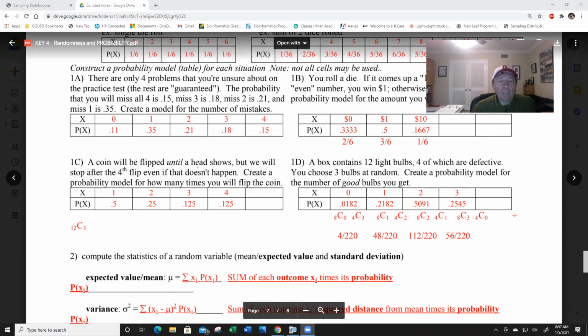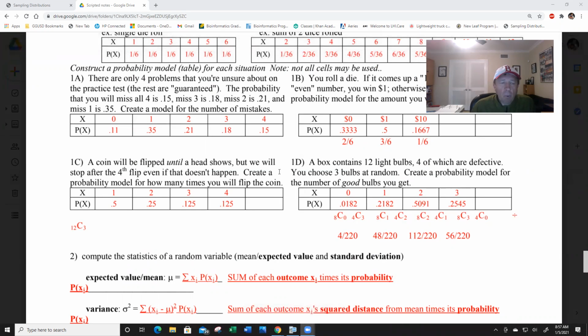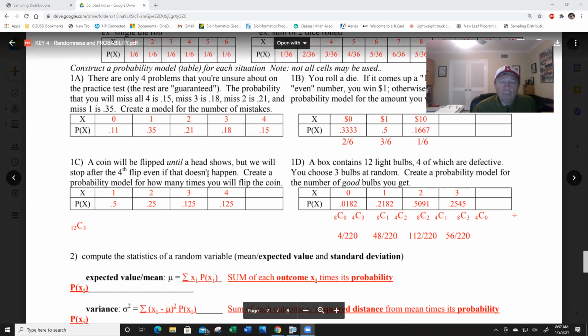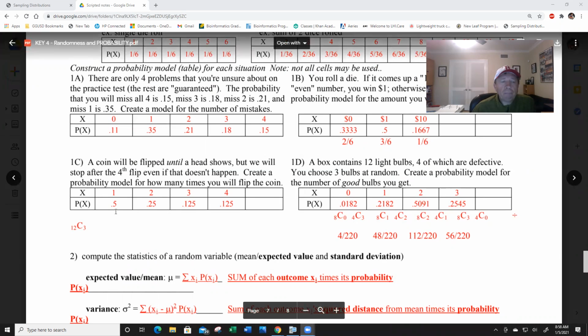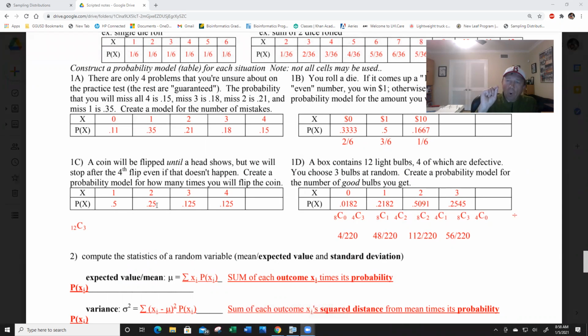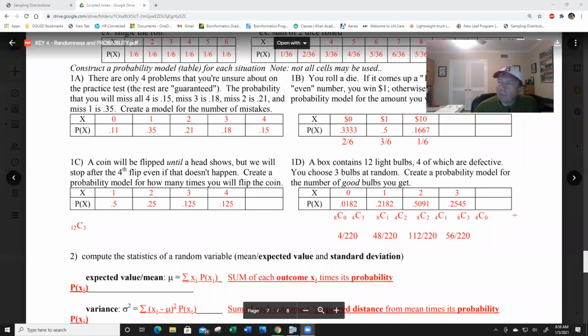A coin will be flipped until it shows a heads, but we will stop after the 4th flip, even if it doesn't happen. We're going to stop. Okay, fine. So if you get a heads in the first try, it's 25%. If you get a heads in the second try for the first time, that would be 0.5 times 0.5. And this is 0.5 times 0.5 times 0.5, 3 of them. And then they'll stop after the 4th one. So that's the remaining number. That's a little tricky, I think.